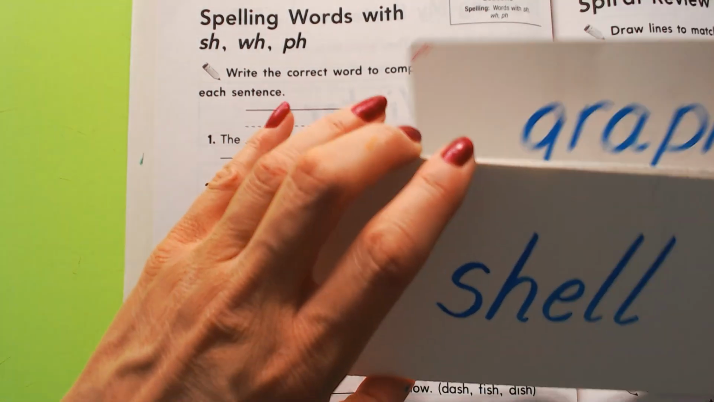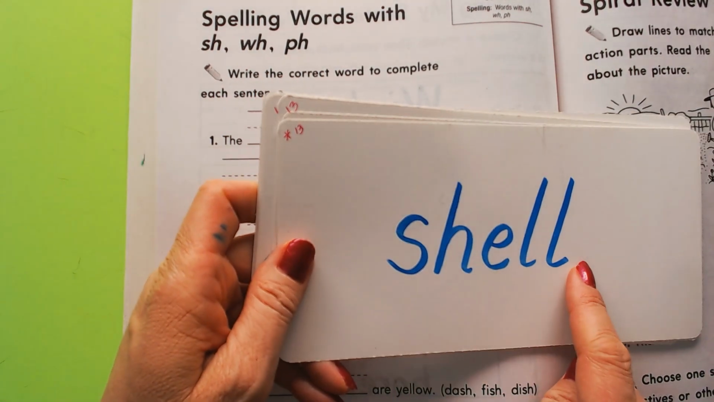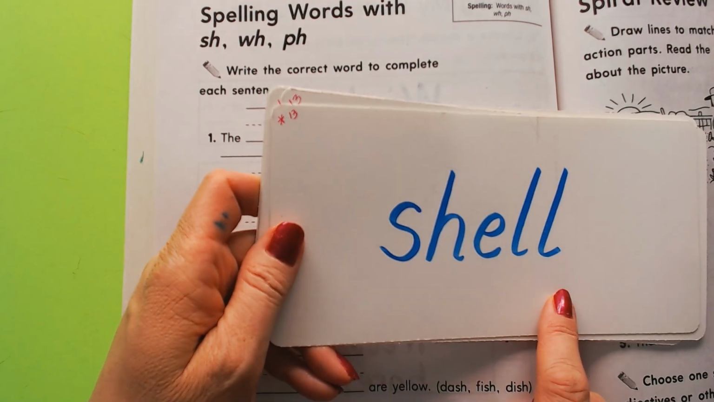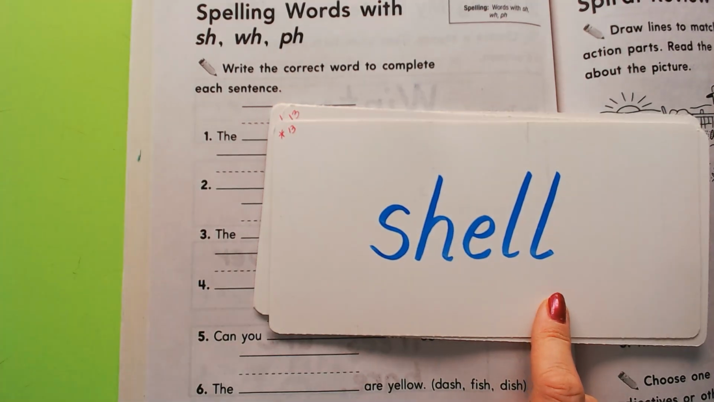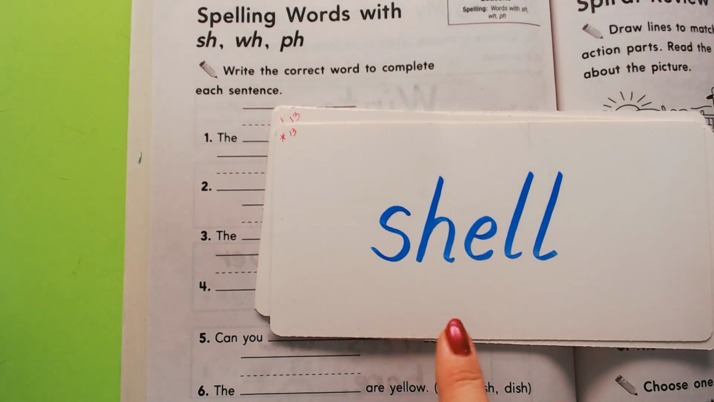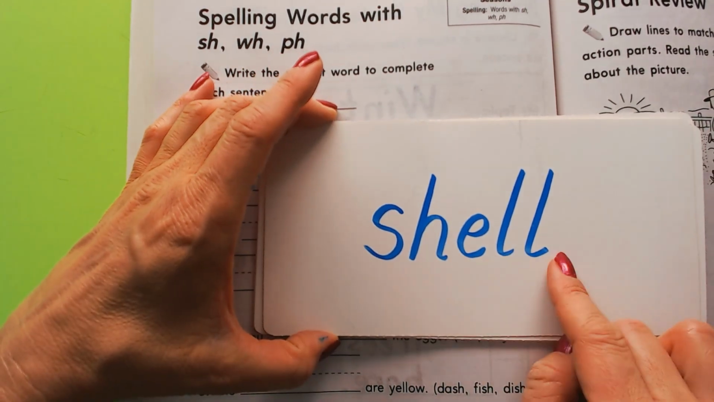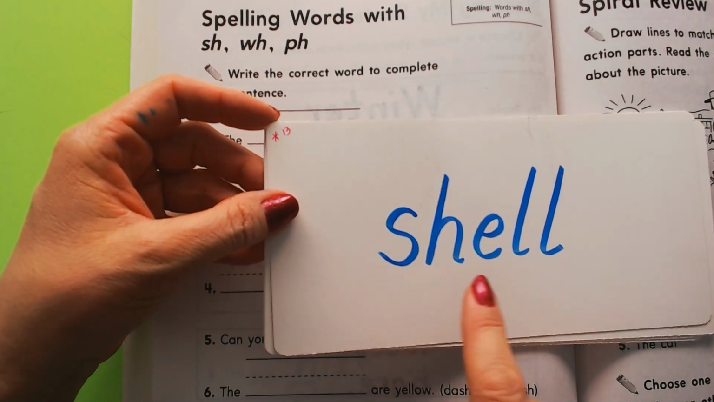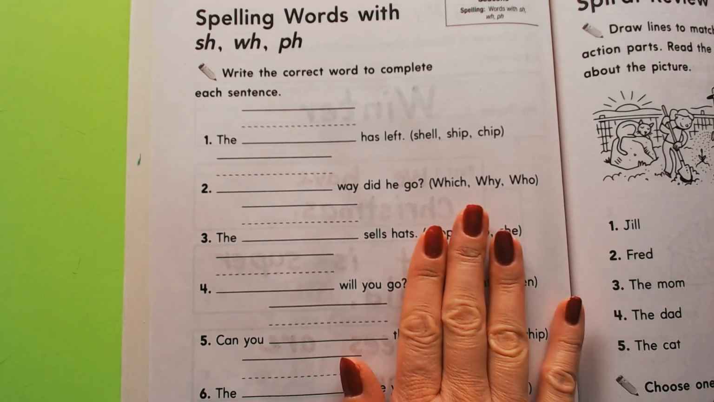Okay, and then finally the word shell. This is another challenge word, shell. And like I went to the beach and I got this shell, you know. All right, it has two L's in addition to the digraph sh at the beginning. So let's do this page.